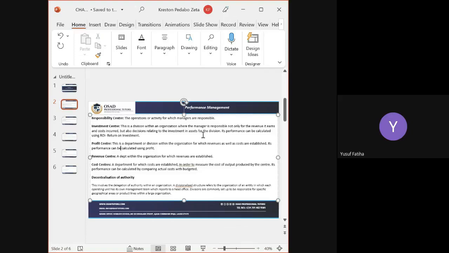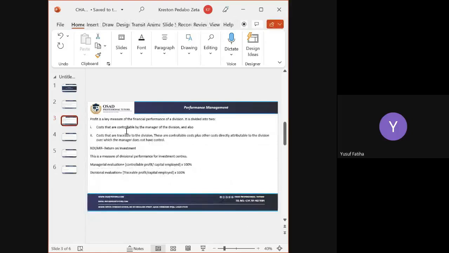Let me use 7-Up as an example. They are producing 7-Up drink, they are producing Pepsi drink, they are producing other types of drink too. So they might have the sales department for 7-Up, the production department for 7-Up itself, an investment center for 7-Up. Then they might have the same thing for Pepsi too: cost center, revenue center, investment center. So that is what we mean when we talk about decentralization of authority.